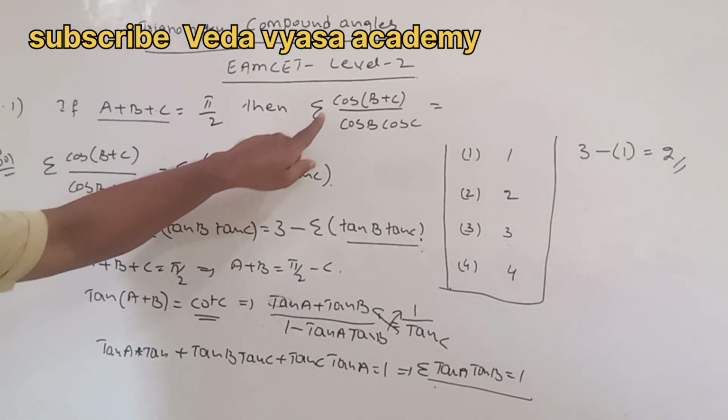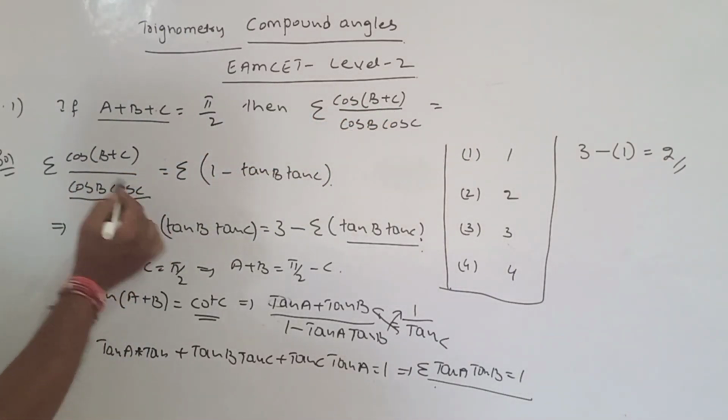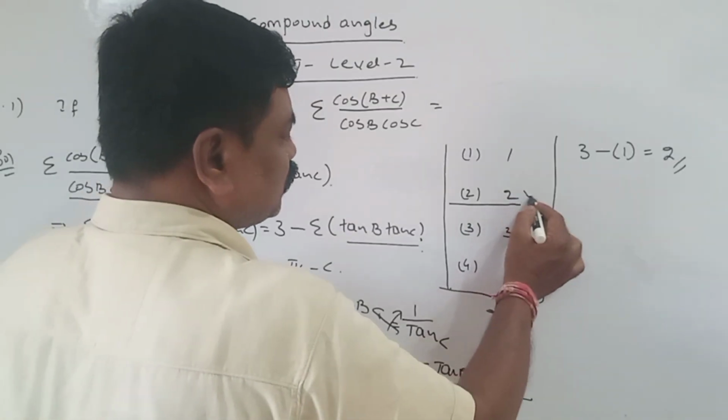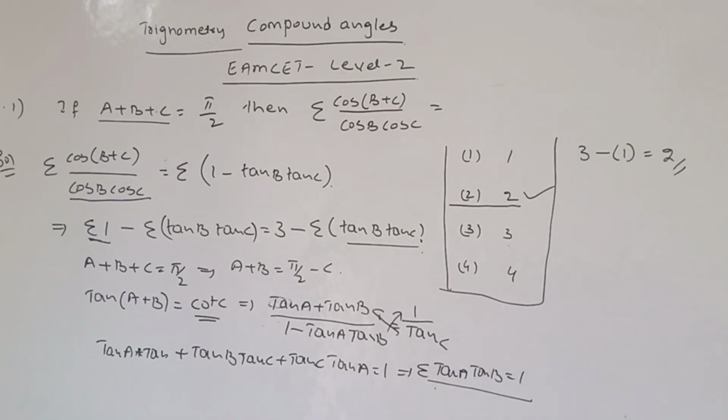Therefore, sigma cos of (B plus C) by cos B cos C is equal to what? 2. So option 2 is the answer. Okay, all of you. That's all.